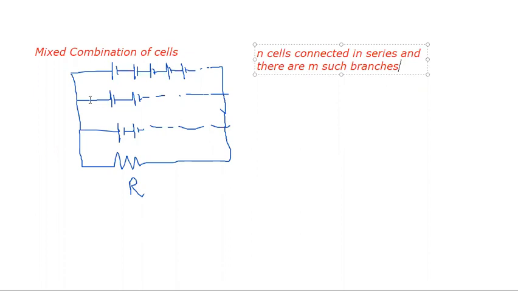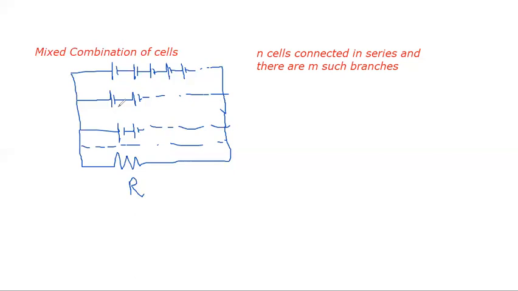Suppose this is branch 1, this is branch 2, third branch, and it goes on, and the branches continue to increase up to m. So we can say that n number of cells are connected in series and m number of cells are connected in parallel. Understood?